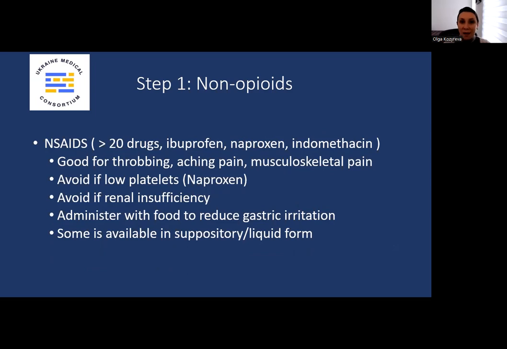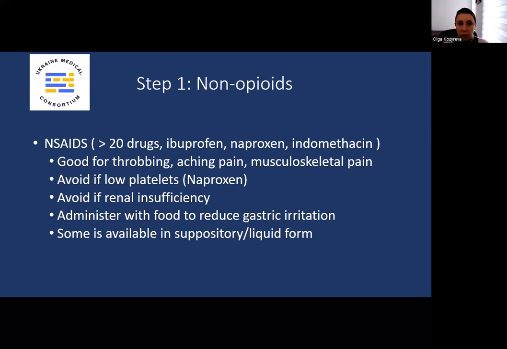So another group of non-opiates is called NSAIDs. You are all familiar with these medications. More than 20 drugs exist. Some of them are more toxic, less toxic, more popular, more expensive, less expensive. But commonly we use ibuprofen, naproxen, indomethacin. It's good for throbbing, aching pain, and musculoskeletal pain.